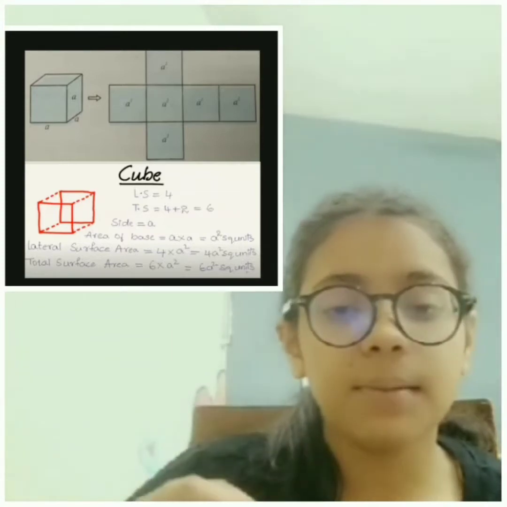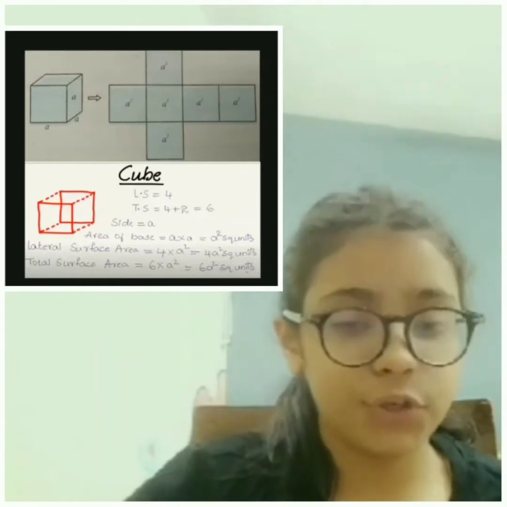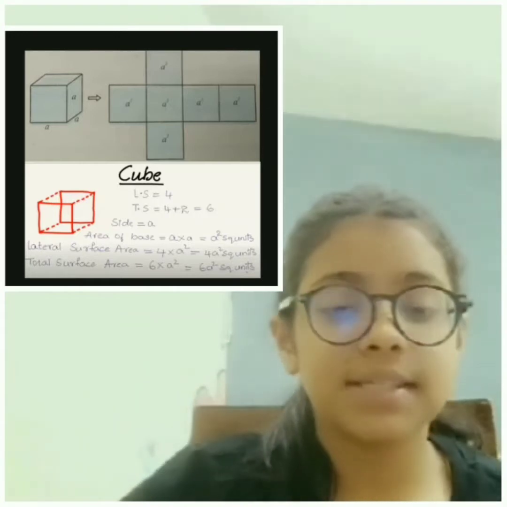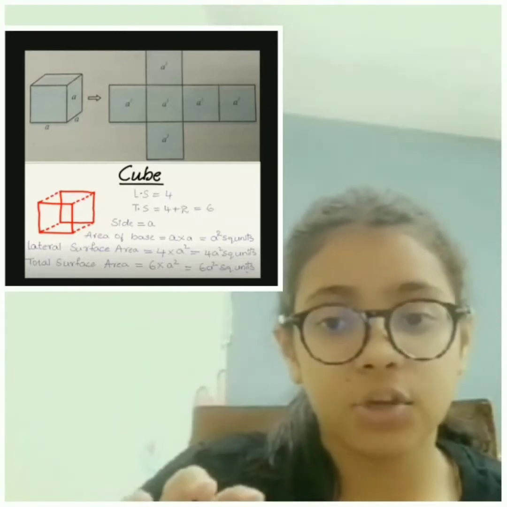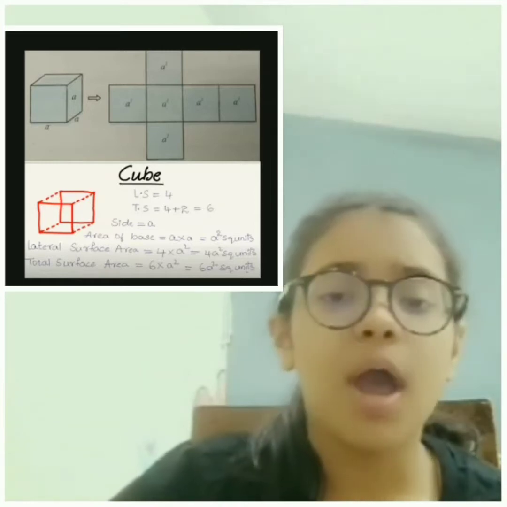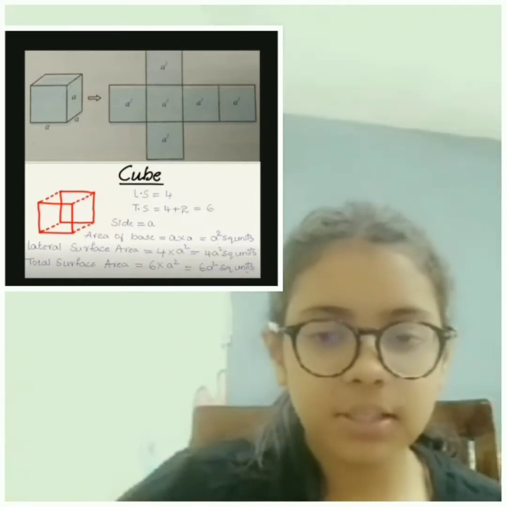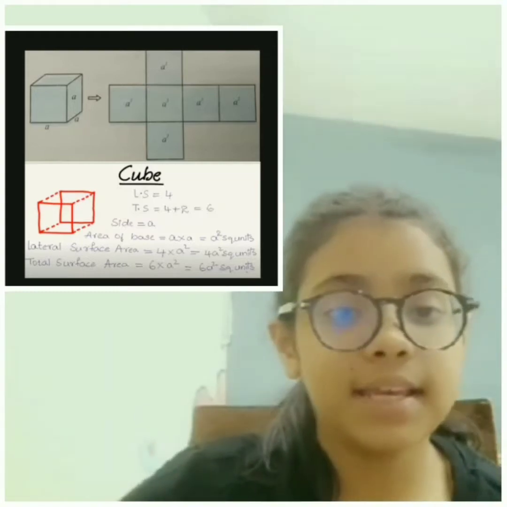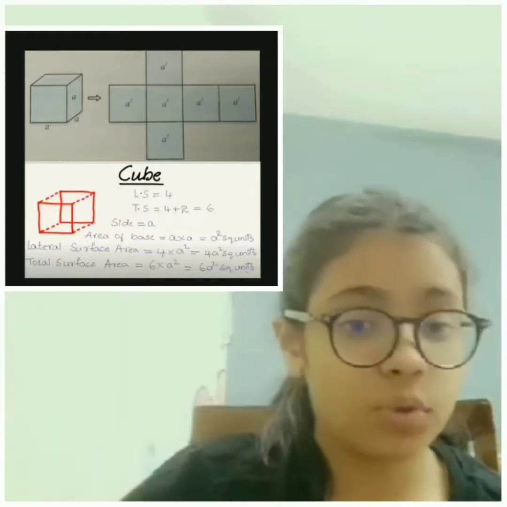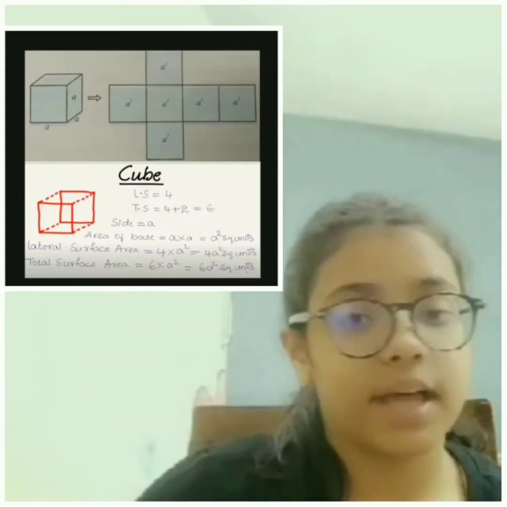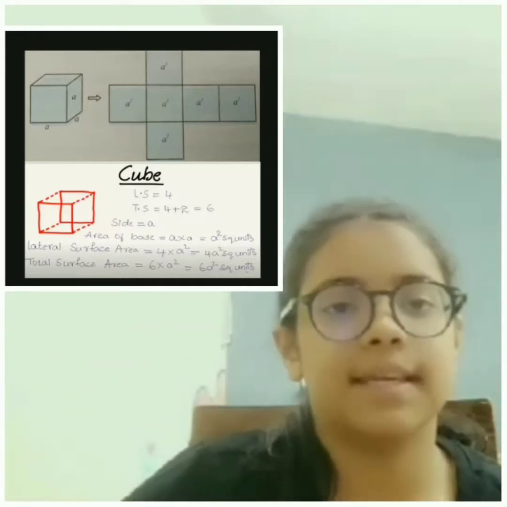Now when we come to the total surface area of a cube, we simply multiply 6 with s square. Why so? Because the cube has 6 faces. The total number of faces in a cube is 6 and the area of each of these faces is a square. Simply, the area of the entire cube will be nothing but 6a square.